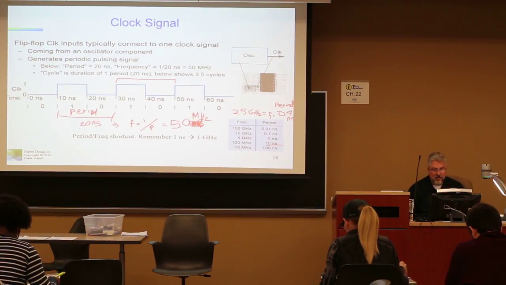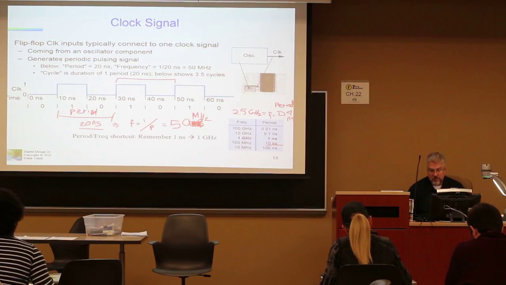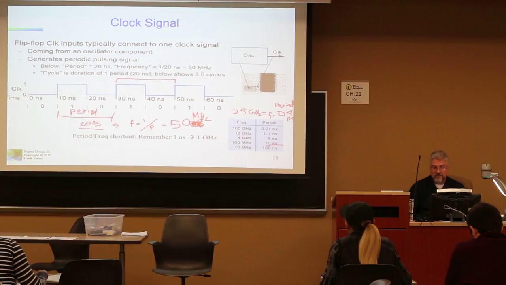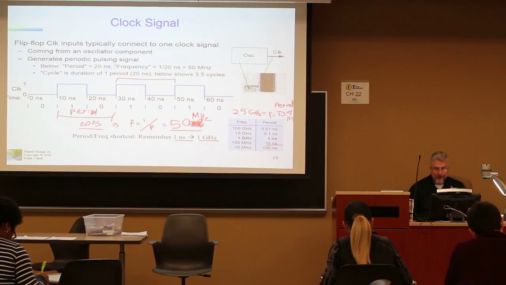Look at this. If our period is 20 nanoseconds, 20 is somewhere between 10 and 100, right? So it turns out that our frequency is going to be in between there, and it's going to be 50. You got that? Here's a shortcut. Remember, 1 nanosecond is 1 gigahertz. And based on that, you can figure what all these others are as well.